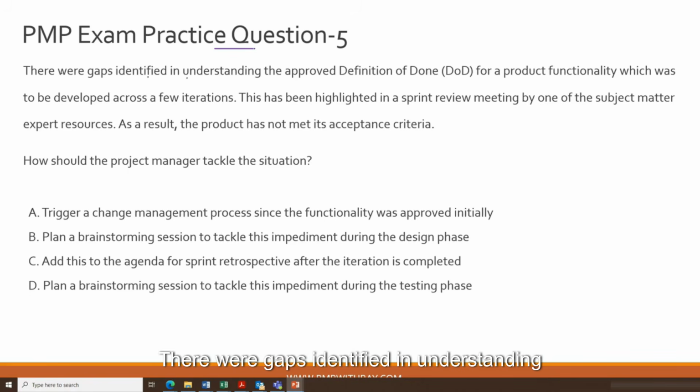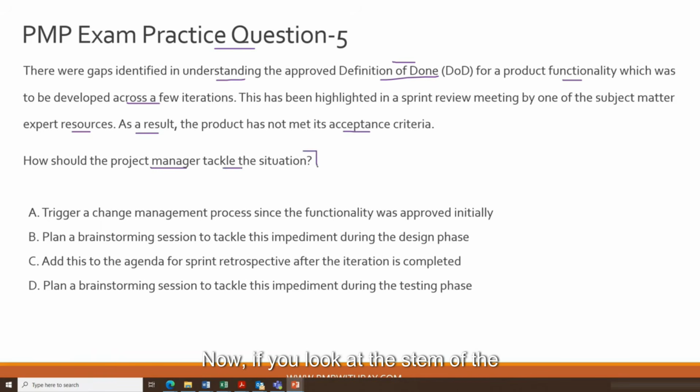There were gaps identified in understanding the approved definition of done for a product functionality which was to be developed across a few iterations. Okay, this has been highlighted in a sprint review meeting by one of the subject matter expert resources. Now you need to understand what is definition of done in the context of agile projects. Let's move on. As a result, the product has not met its acceptance criteria. How should the project manager tackle the situation?